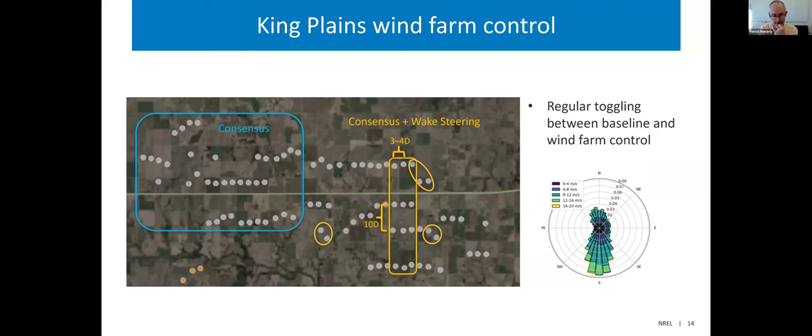So we figured out that there wouldn't be a huge benefit to using wind farm control when winds come from the southern direction. So we did add a few additional pairs here, you can see in the circles, and those are chosen to test wind farm control where the spacing is a little bit closer, particularly when the winds are from the southeast.